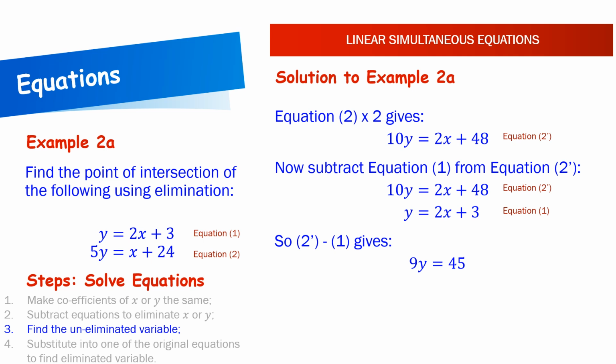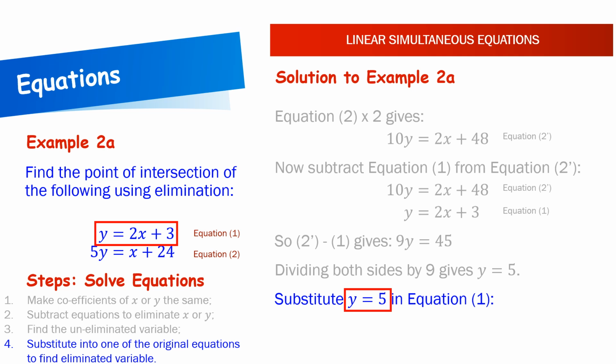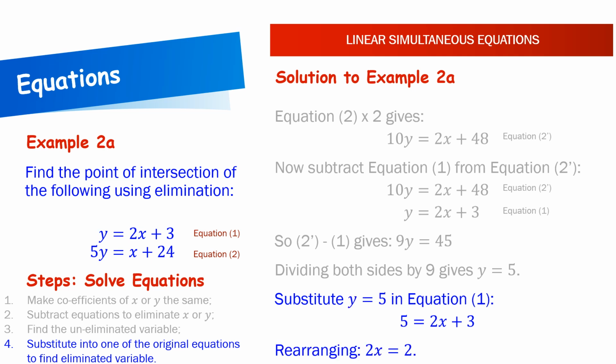So dividing both sides by 9 gives y equals 5. Now substitute y equals 5 in equation 1 to give 5 equals 2x plus 3. Rearranging gives you 2x equals 2. And finally dividing by 2 gives x equals 1.